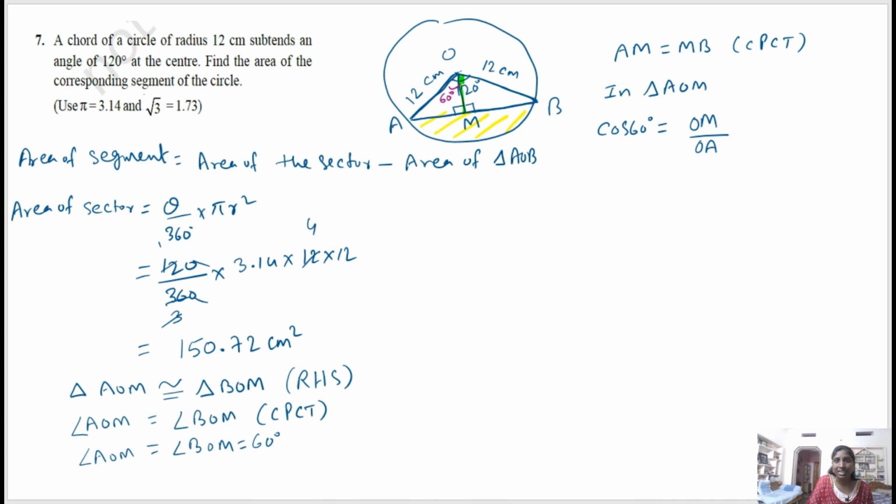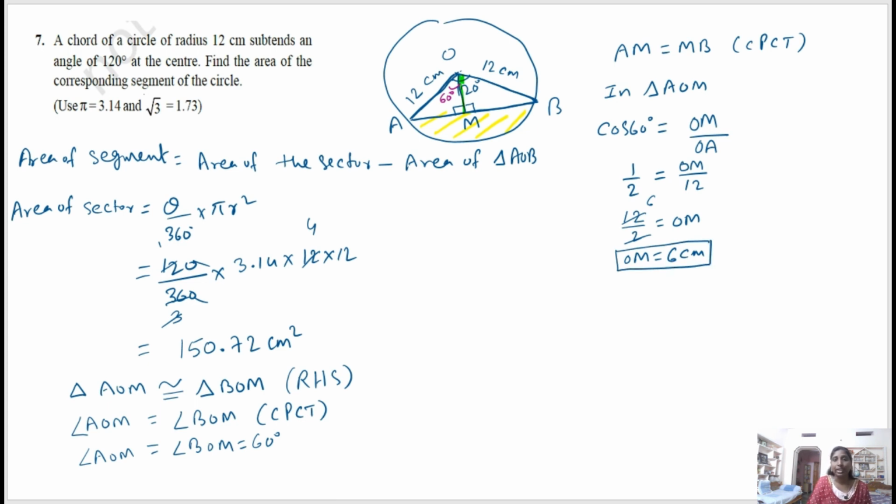Now, what is the value of cos 60 degrees? Do you remember sine 30 degrees is 1 by 2? So cos 60 is also 1 by 2. So 1 by 2 is equal to OM by OA. OM we don't know, but the OA value we know is 12. By cross multiplication, 12 by 2 is equal to OM. So OM is equal to 6 centimeters.